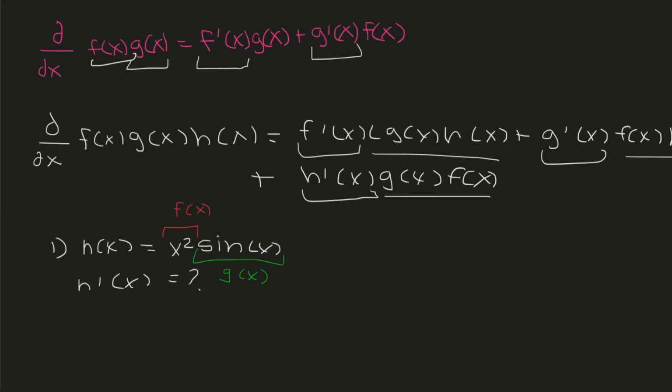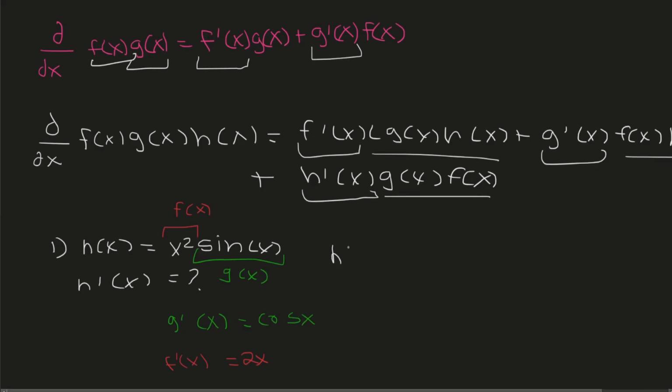Let's also take the derivatives of those two things. So we have g prime of x, which is the derivative of sine x, so that'll be cosine x. Then we'll have f prime of x, which is the derivative of x squared, which will be 2x. Now, with all our information in hand, let's plug it into the formula and see what we get.